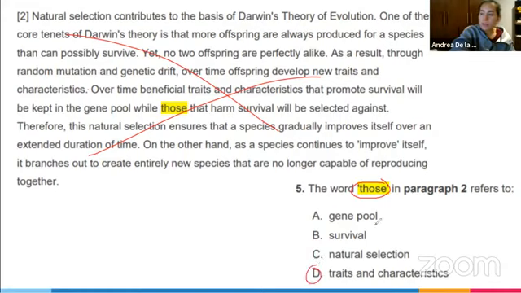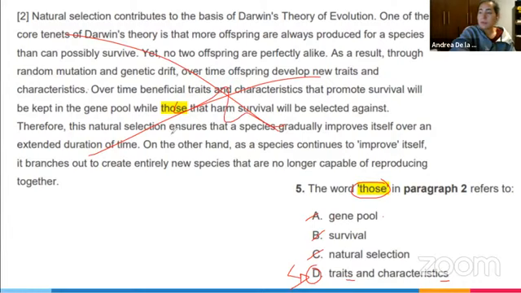If you think about it, gene pool is singular, survival is singular, natural selection is a singular noun. So those cannot be referring to a singular noun. It has to be plural because those is plural. Otherwise, it would be that or this. Option D is the only one in plural, so it's got to be D, right? There's no other way, without even reading anything here.